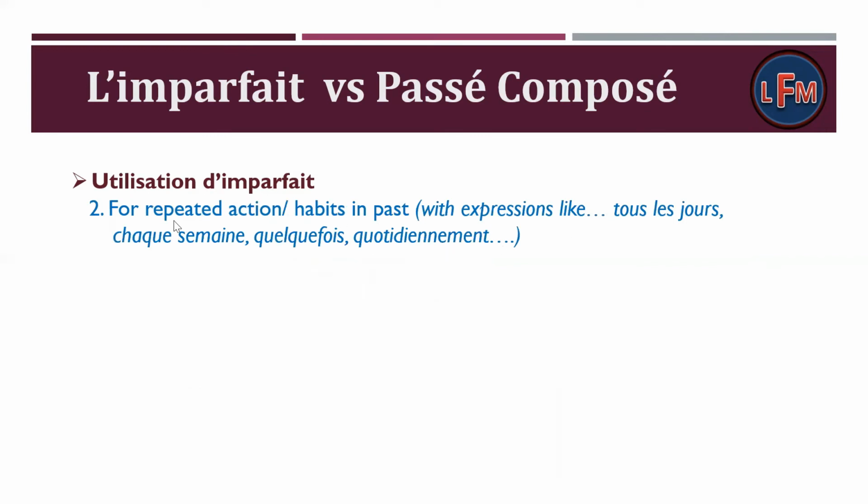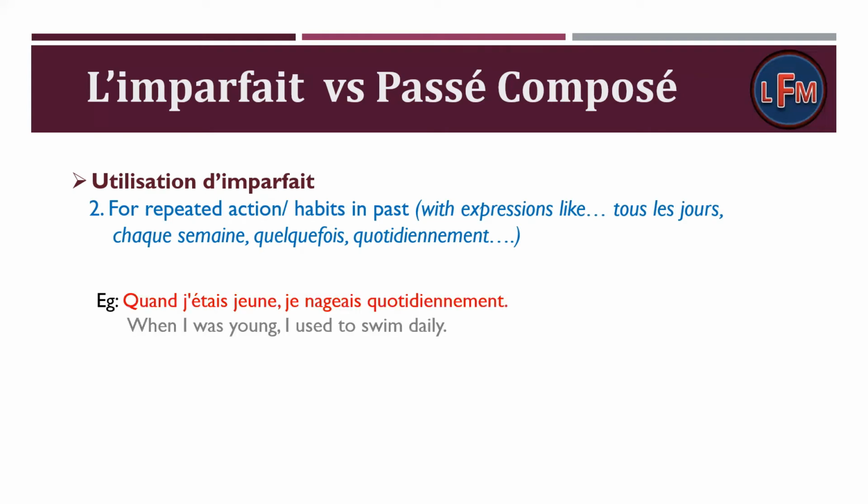Imparfait is also used for repeated actions or habits in the past, with expressions like tous les jours, chaque semaine, quelquefois, quotidiennement. So, when we have habitual actions of the past, we use imparfait. For example, quand j'étais jeune, je nageais quotidiennement. When I was young, I used to swim daily. This is an action which I used to do daily when I was young. So we use imparfait here.